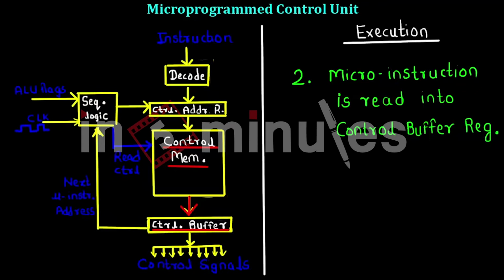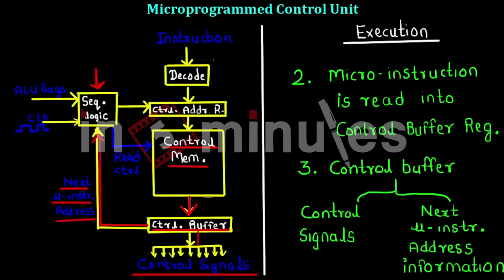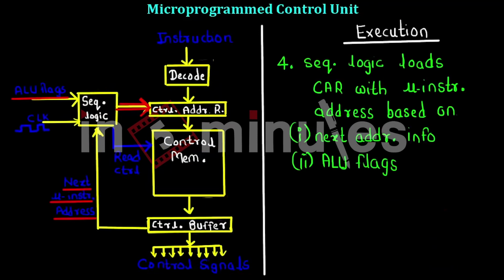Now this generates two parts. First of all, it contains the control signals for that particular T cycle, so some micro operation is going to be performed depending on that. And second, it also generates the next micro instruction address information, which is already present in the micro instruction format. We have seen it. This information contains the address as well as the condition bit, which is to be checked, and it is forwarded to the sequence logic. So one T state is almost complete.